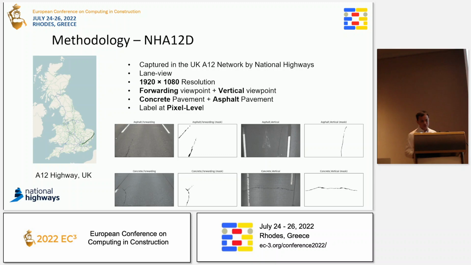Each image captures one lane of the highway, and the images have quite high resolution, 1920 by 1080. We have different points of view: the forward viewpoint and also the vertical viewpoint. Because the A12 has both concrete and asphalt pavements, we cover both of them in this data set, and of course we label them at pixel level. We will elaborate later on why it's important to have concrete and asphalt at the same time.